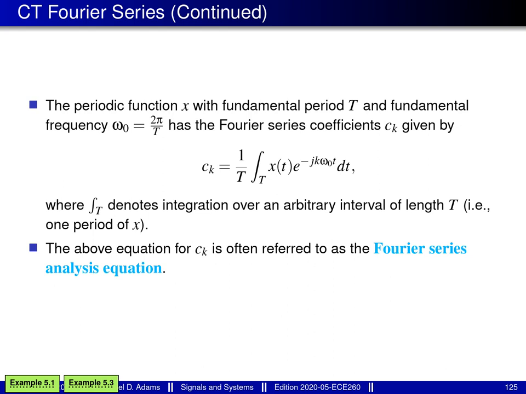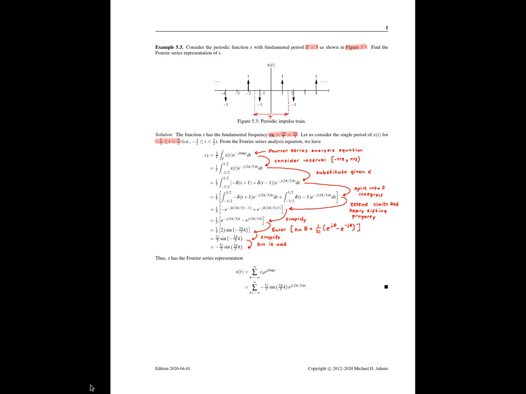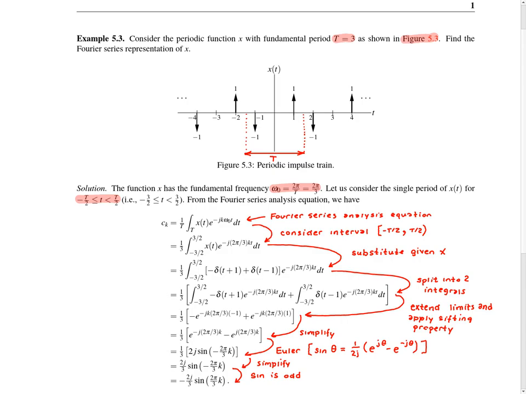The next example that I'd like to consider is example 5.3. In this example, we're given the periodic function x with fundamental period capital T equal to 3, as shown in figure 5.3, so this figure here. Essentially what we have is a periodic impulse train. And what we're asked to do is find the Fourier series representation of x. So effectively we're being asked to find the Fourier series coefficients for the function x.